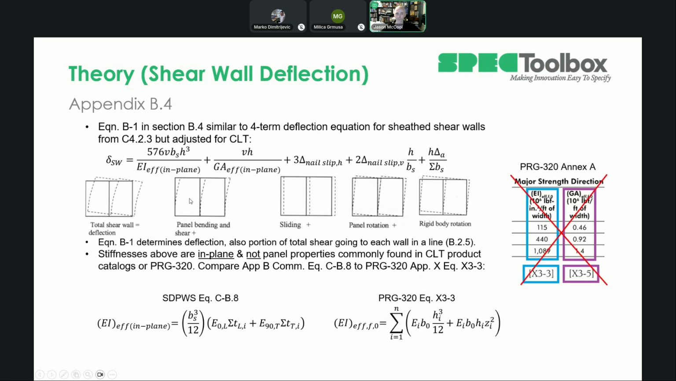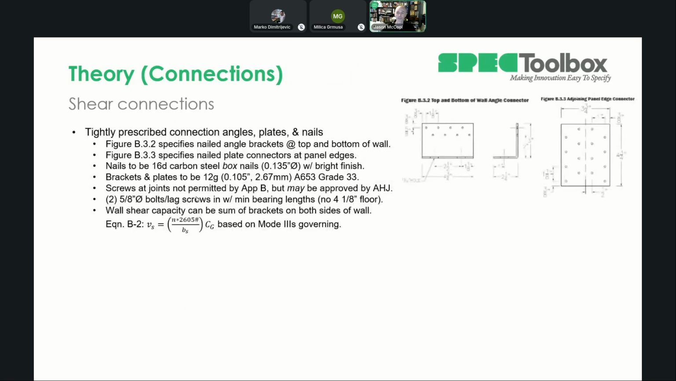So for those of you new to CLT design, that's just little things like that to keep in mind. Now the shear connections, they are very tightly locked down, very prescribed. No leeway here. You use their bracket, their nails. They're not 16-penny common nails. They're box nails. They're bright finish, not galvanized. They're grade 33 brackets, 12 gauge. You don't have any leeway on changing any of that.